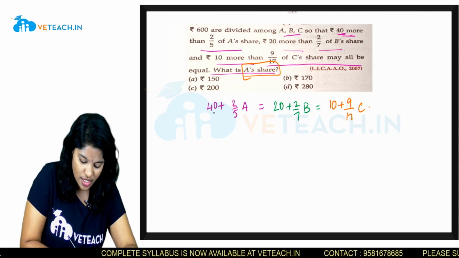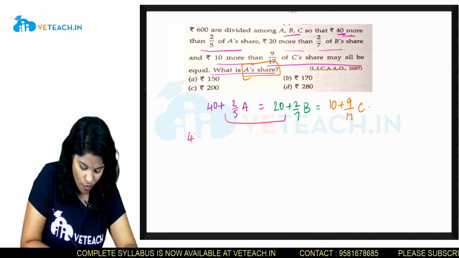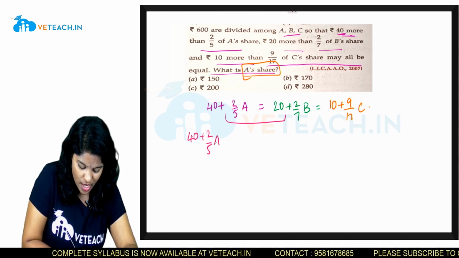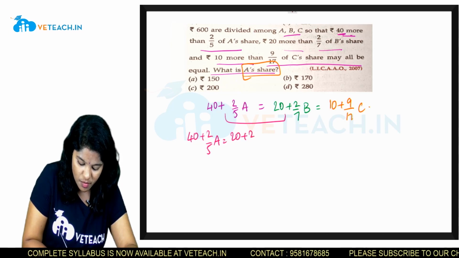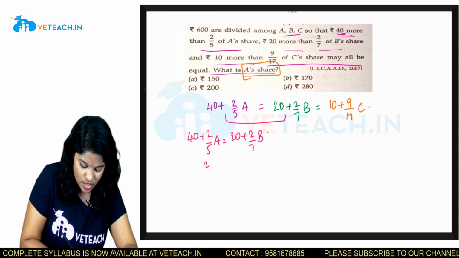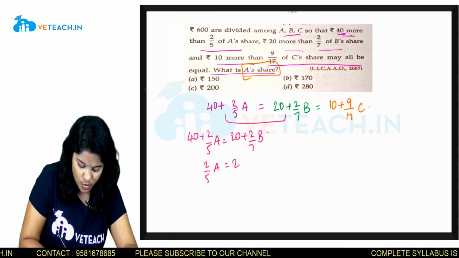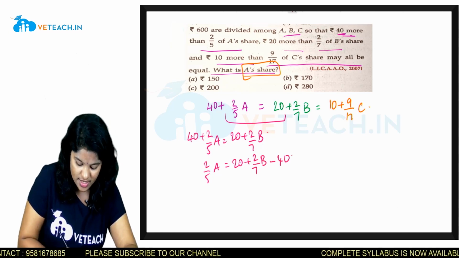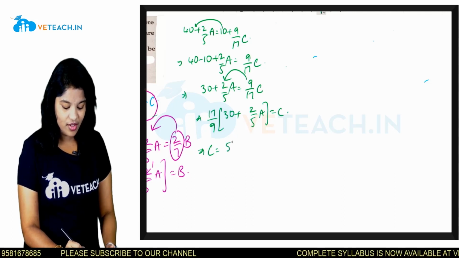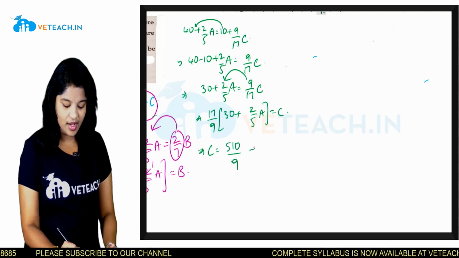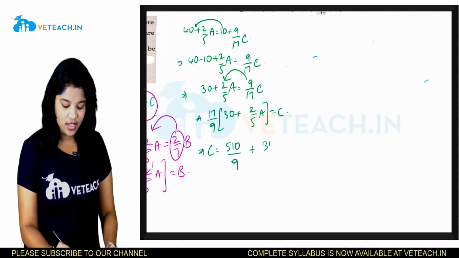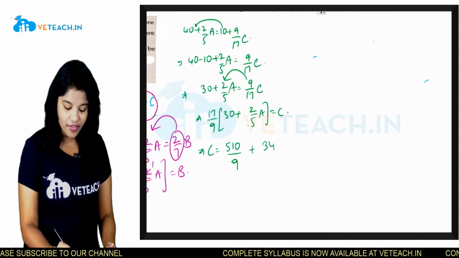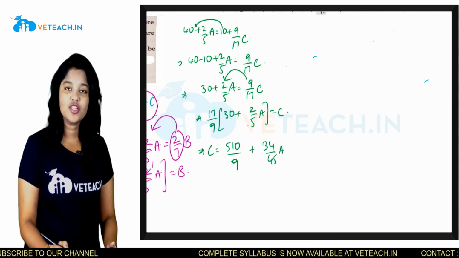Now first equate these both. So 40 plus 2 by 5 A is equal to 20 plus 2 by 7 of B. 2 by 5 A is equal to 20 plus 2 by 7 of B minus 40. So 17 into 30, 510 divided by 9 plus 17 2s are 34 and 9 5s are 45 A. It is our B share.